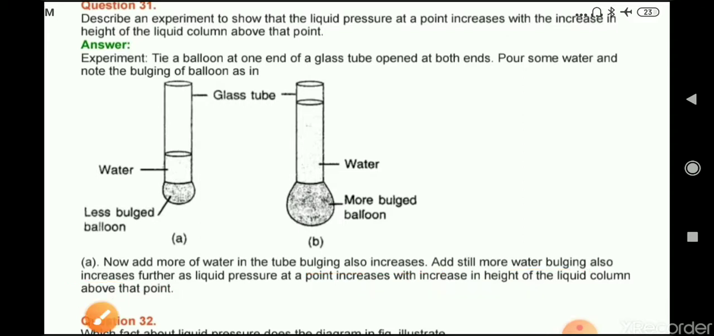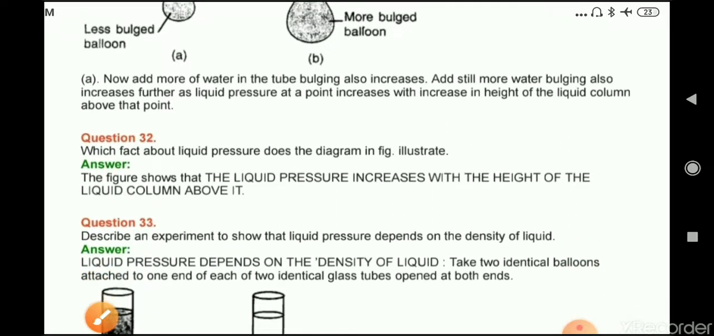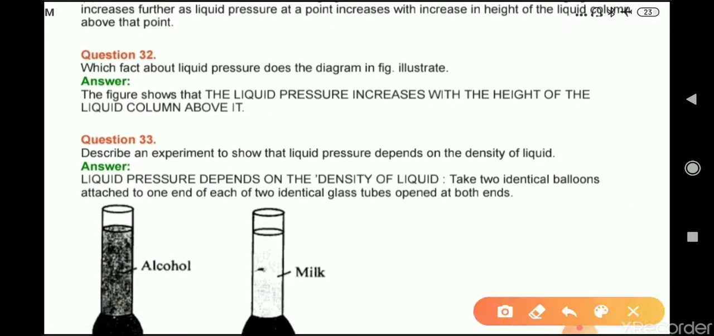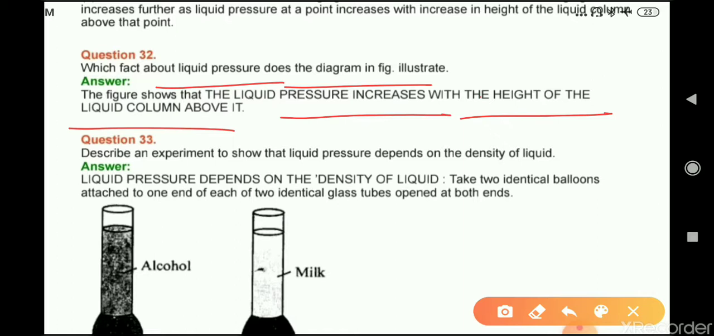Now question number 32. Which fact about liquid pressure does the diagram in the figure illustrate? So the answer is, the figure shows that the liquid pressure increases with the height of the liquid column above it.